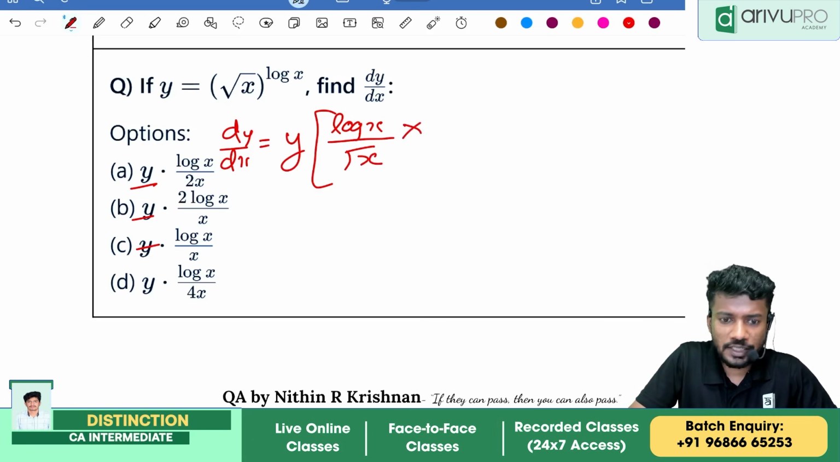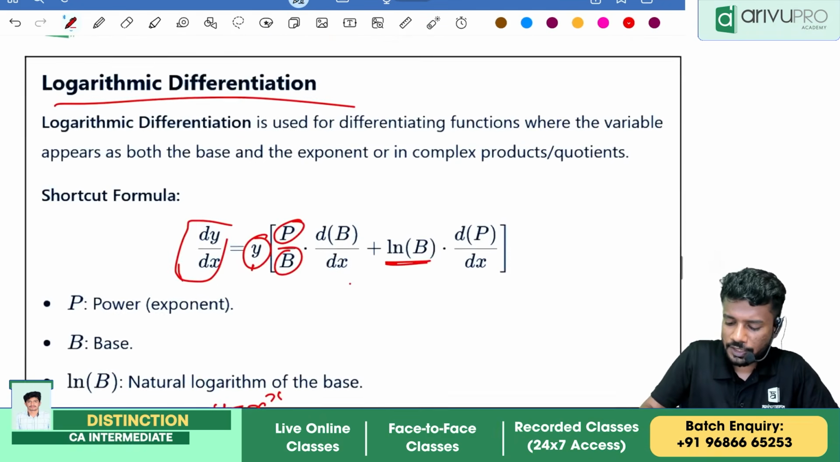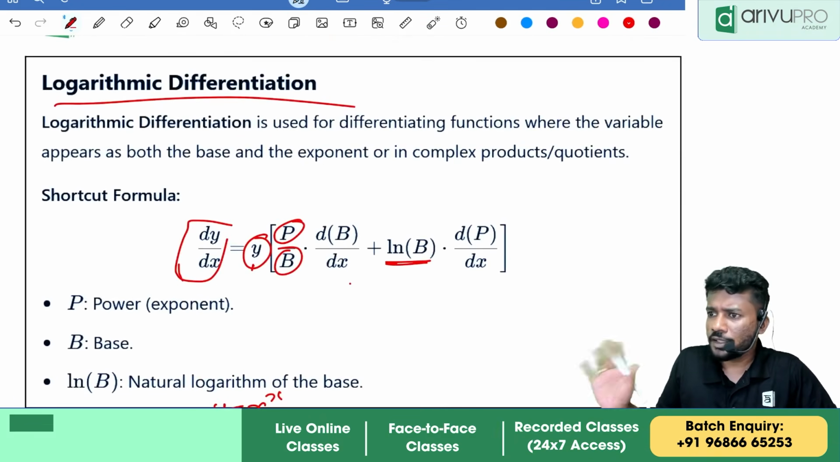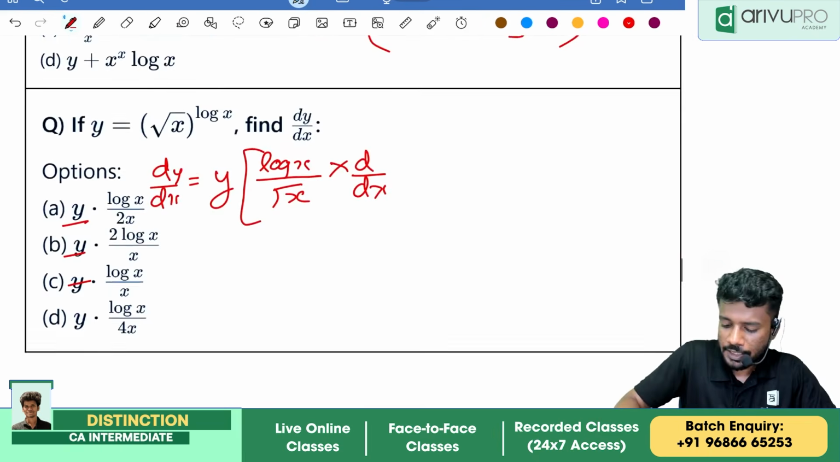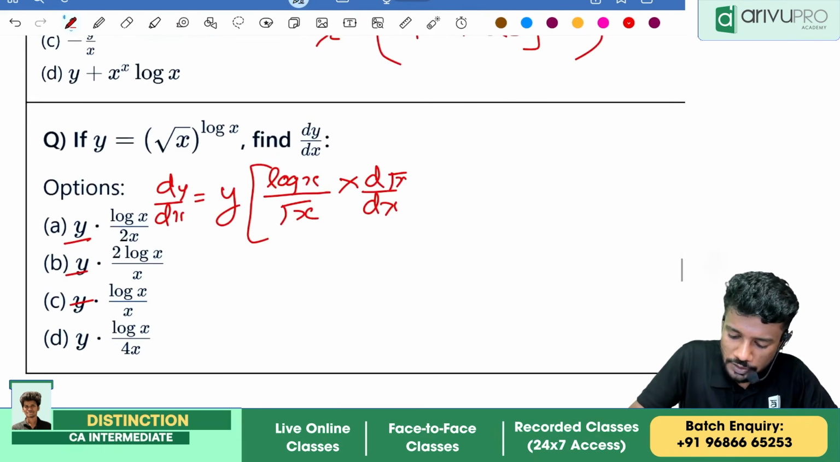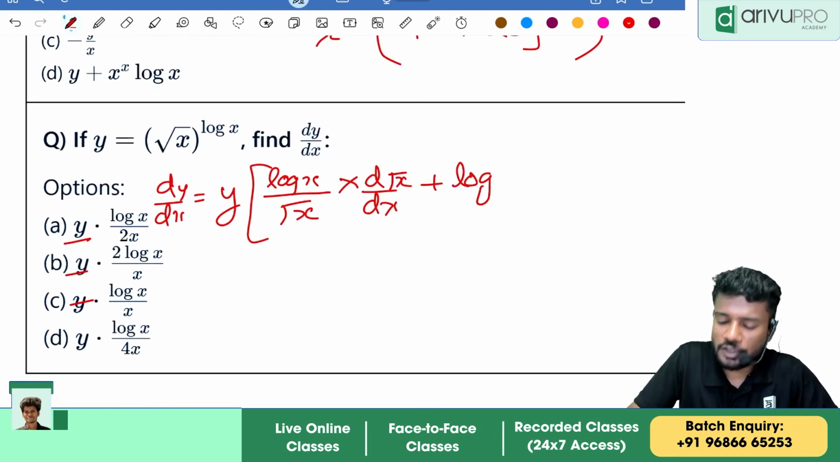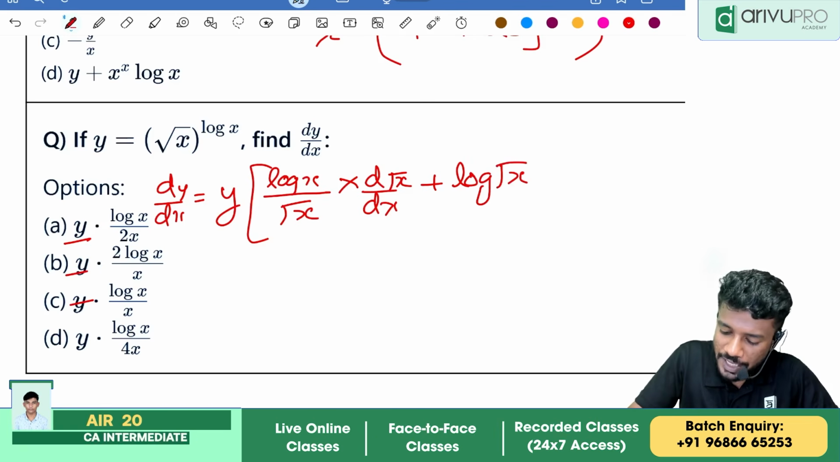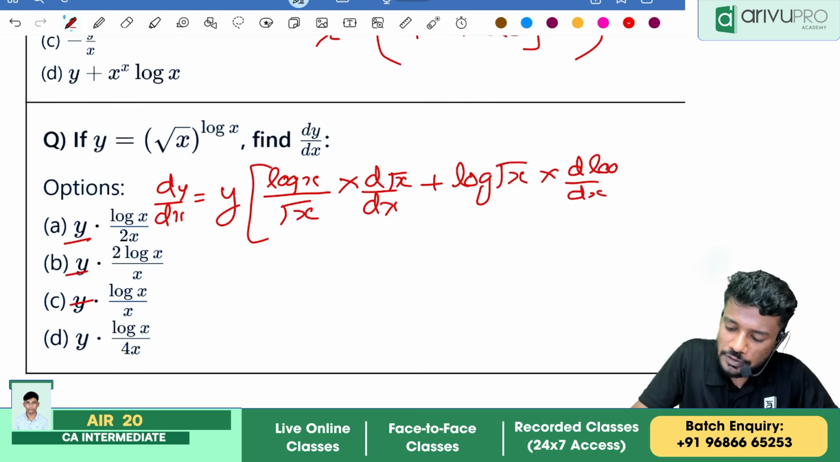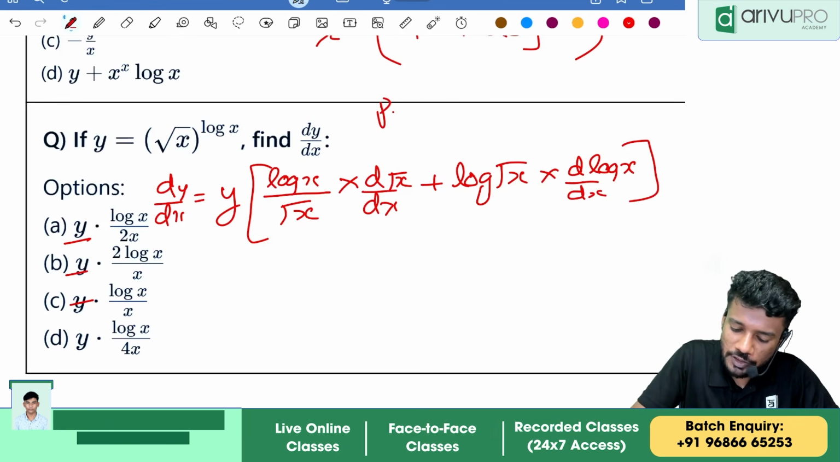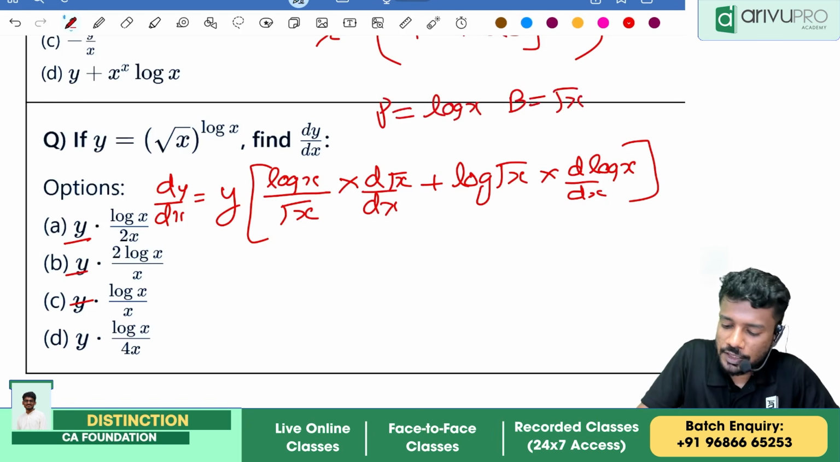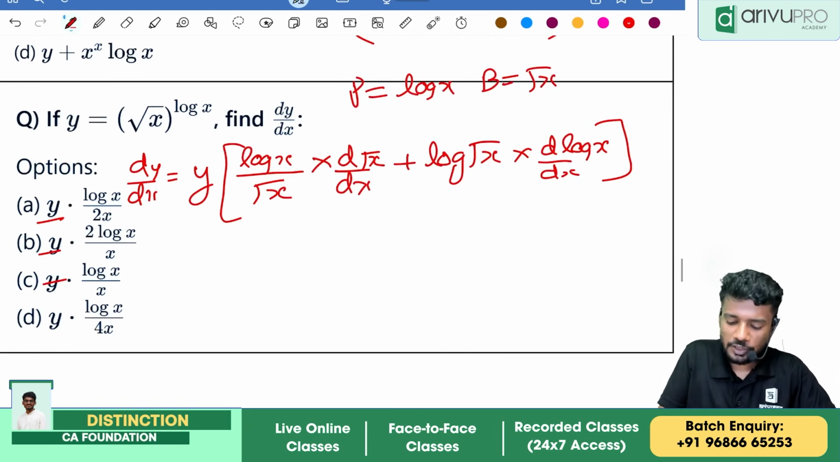Derivative of base, right? That is d by dx of, people just keep a note. If you didn't write, please, everyone is having the book, right? Yes, so it's not a problem. Yes, d by dx of root x. Then plus log of what? Log of base into d by dx of what? The power. Yes. Here power is what? Log x. Here base is what? Root x. Then anything else you want? No. Done. You tell me the answer.